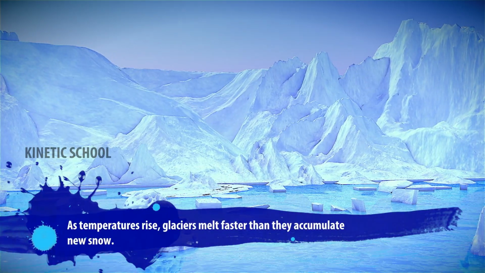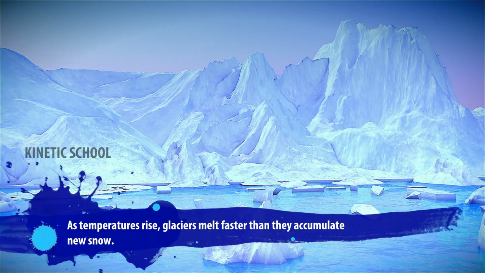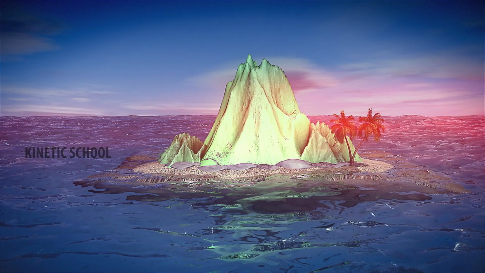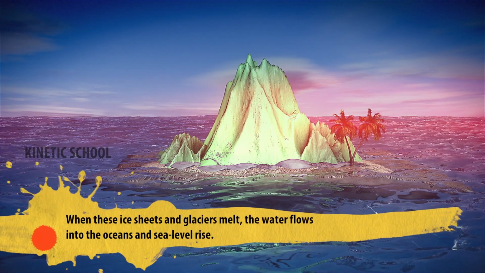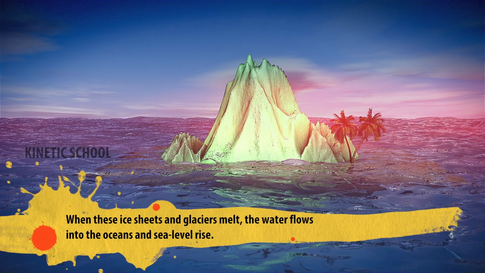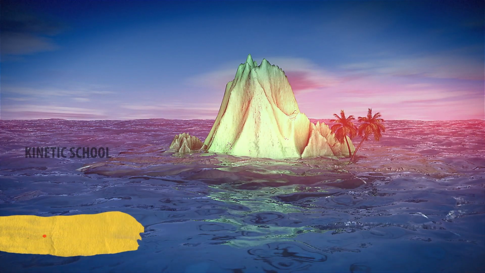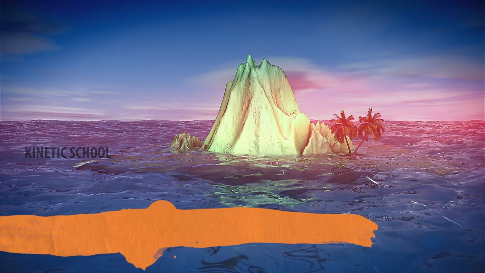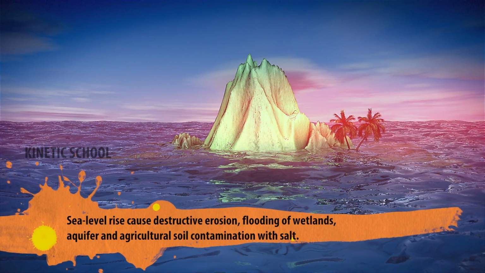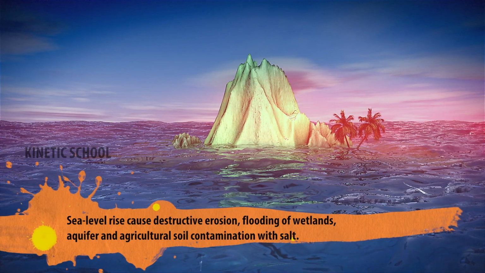As temperatures rise, glaciers melt faster than they accumulate new snow. When these ice sheets and glaciers melt, the water flows into the oceans, and sea level rises. Sea level rise causes destructive erosion, flooding of wetlands and aquifers, and contamination of agricultural soil with salt.